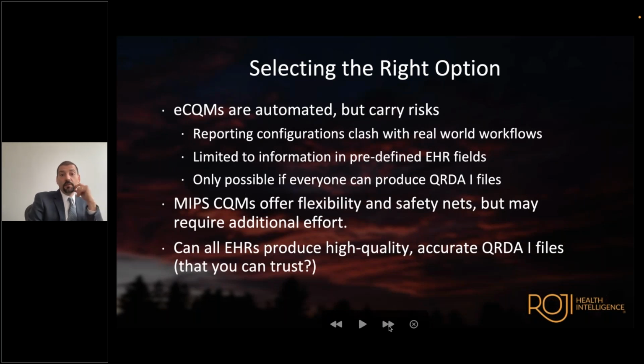It's limited to the information in those predefined fields, and it's only possible really if everybody can produce QRDA1 files. MIPS CQMs offer that additional flexibility and those safety nets, but it's going to be harder. So the question you have to ask yourself is, can all of your EHRs produce high quality, accurate QRDA1 files that you can actually trust? If they can, then ECQM is probably the option, but if not, the MIPS CQMs offer some of those safety nets that you're going to need.